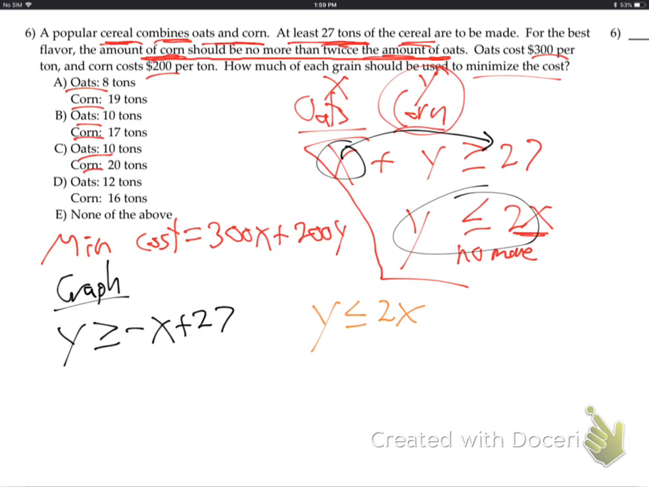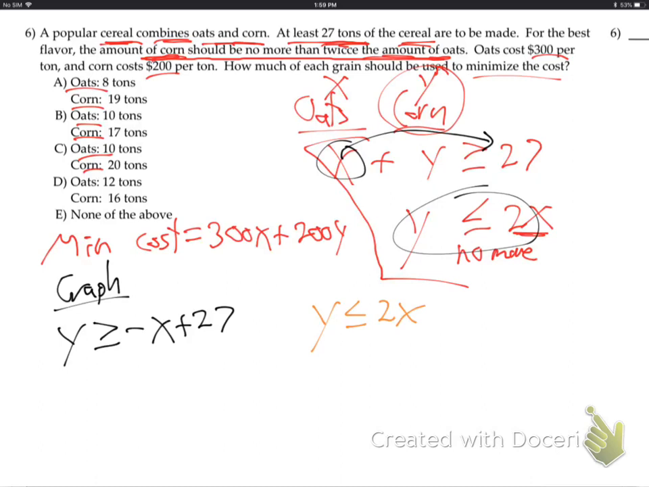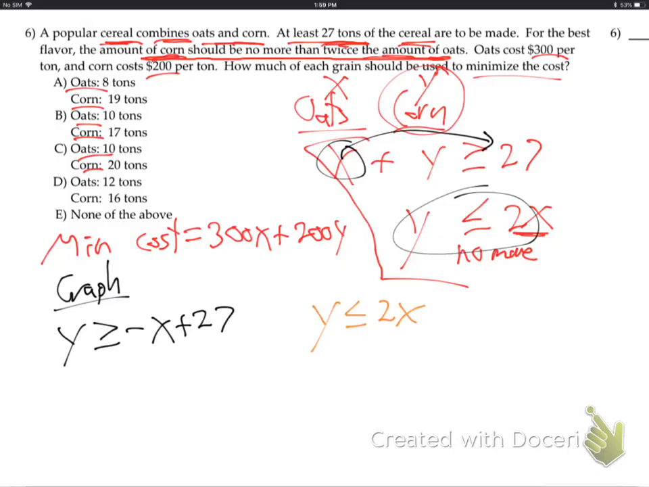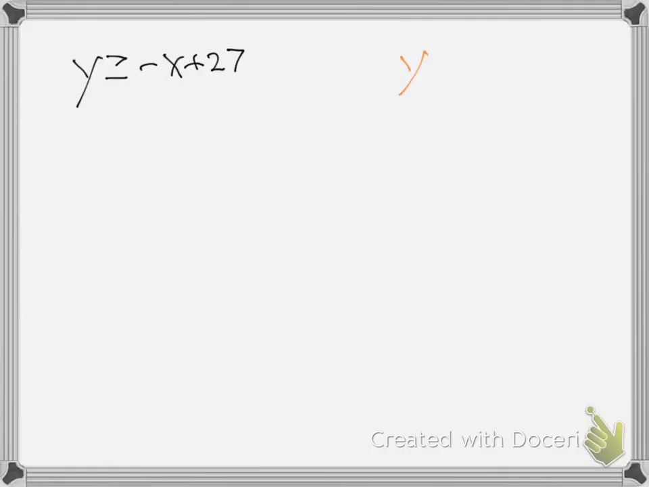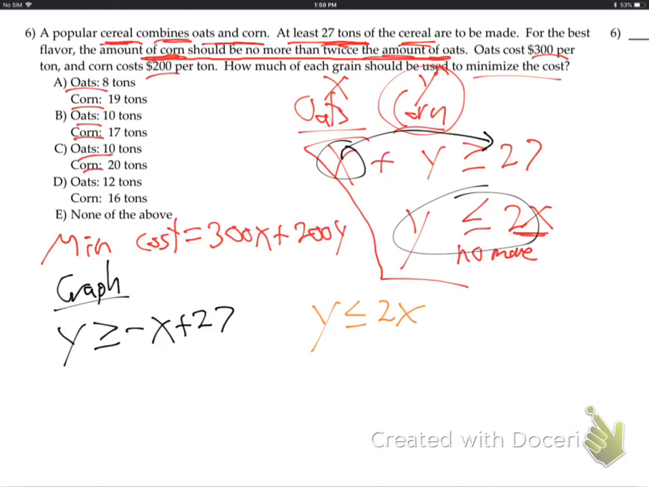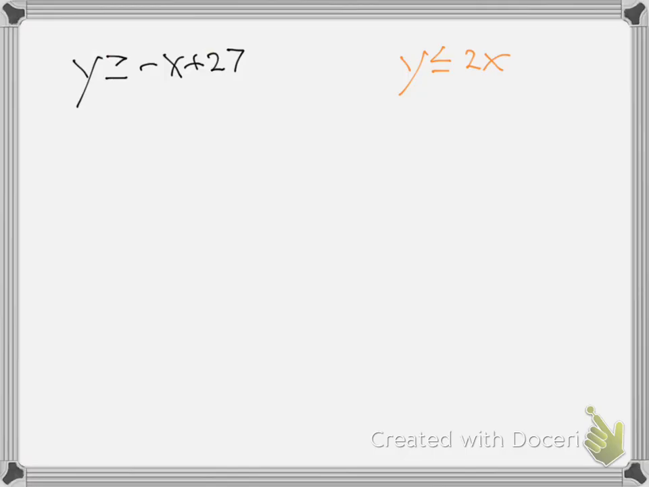So in fact, I'm going to go to a fresh screen on that. So what do we got? Y greater than or equal to minus x plus 27. And the other one, y less than or equal to 2x. Okay. So there's my two. I've got to graph those. Oh, and we just need a first quadrant kind of graph, just like this, huh?